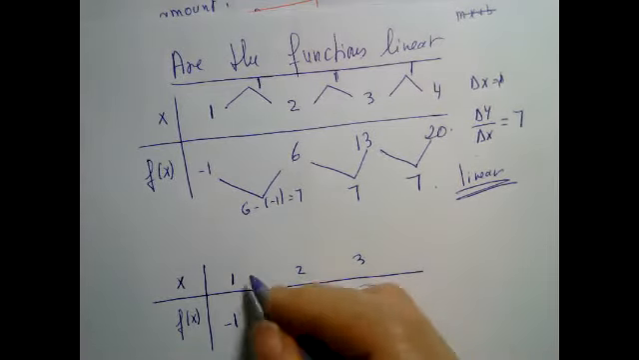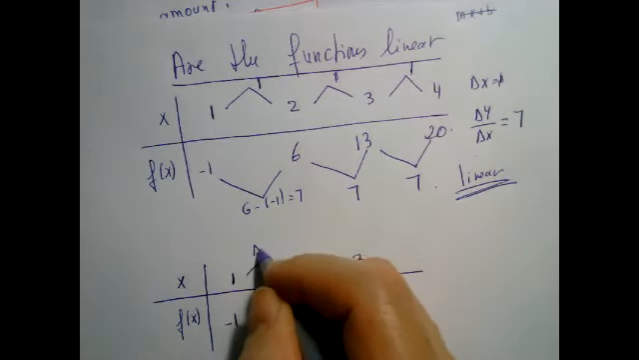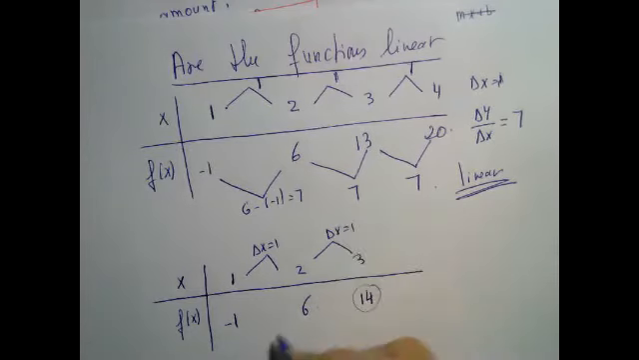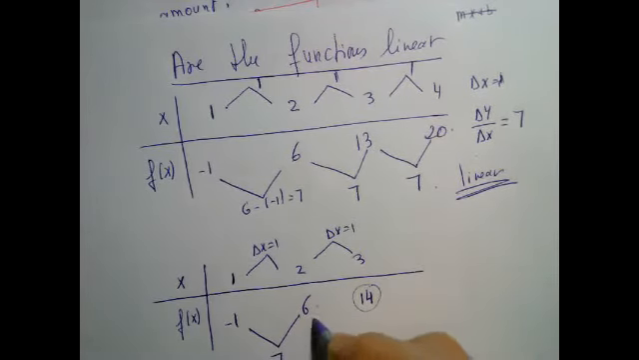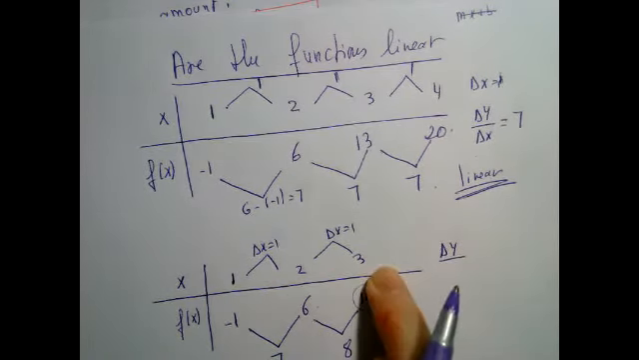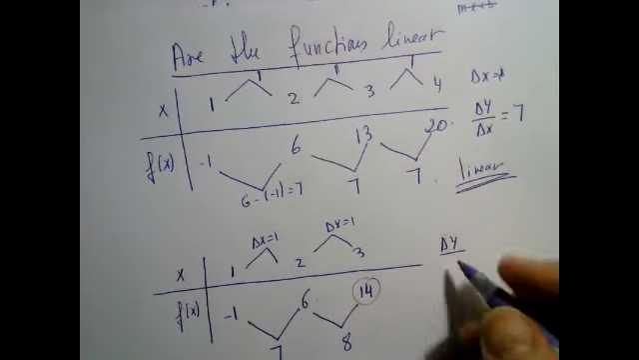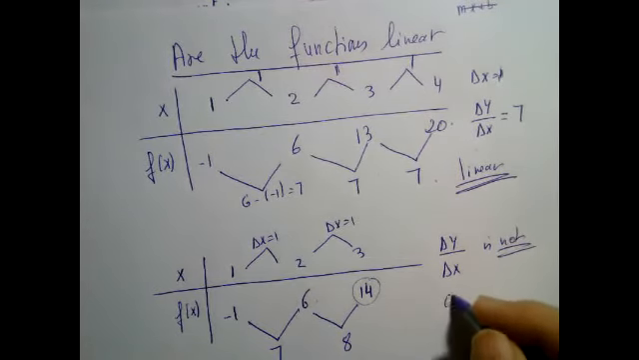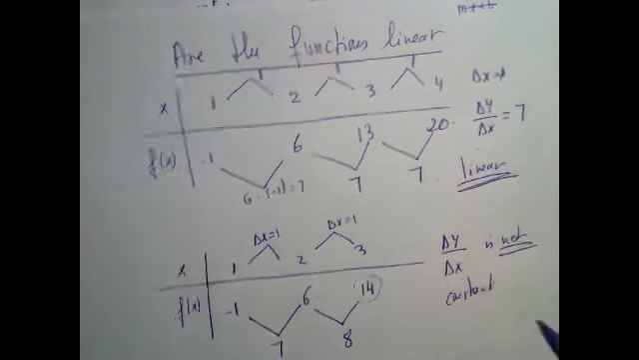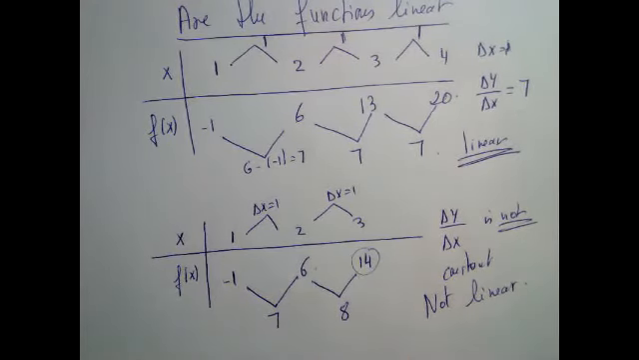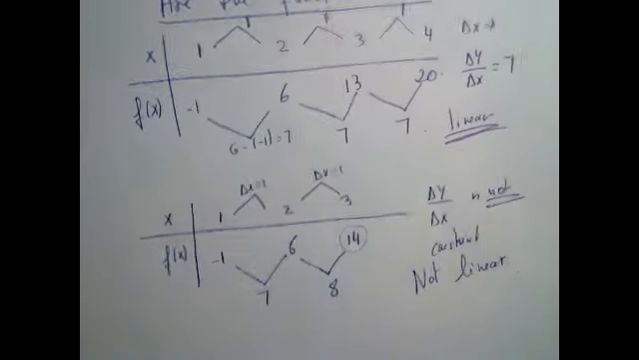Okay, is this linear? The change here is 1. The change here is 1. So I kept the same change. From here to here, it's 7. From here to here, oh, it's 8. So the change is definitely not the same. So when x grows by 1, y is not growing by the same amount. It's not constant. Not linear. So linearity means something that grows by the same amount every unit of time.